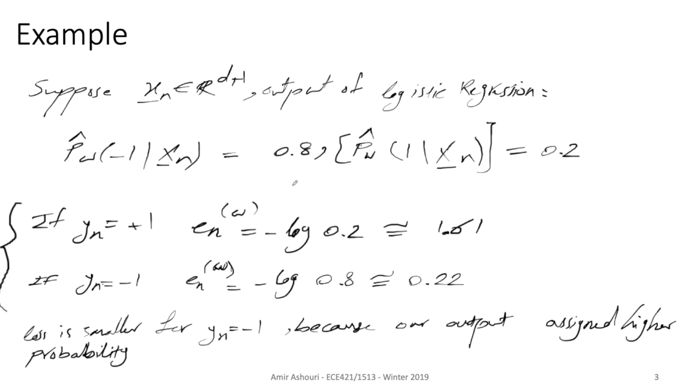So, as I mentioned, the loss is smaller for the case Yn, which was -1, because we assign higher probability. All right, now we're going to see how we're going to minimize the loss function. So the loss function that we define, we try to understand first what it is exactly, and then how we're going to minimize it to find the optimal solution, our W star.